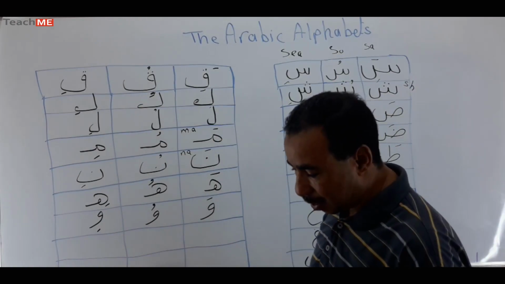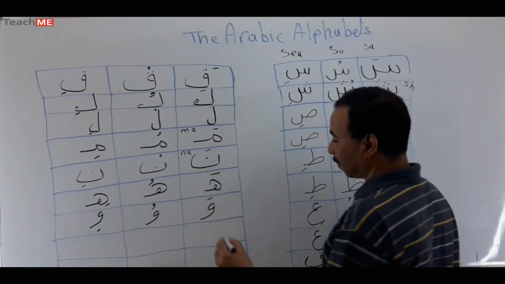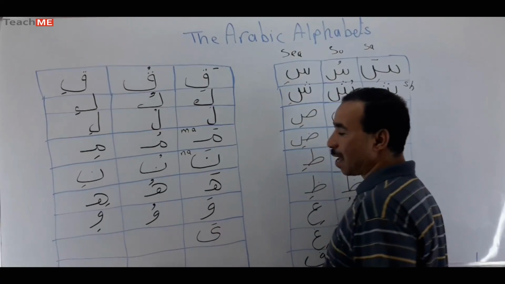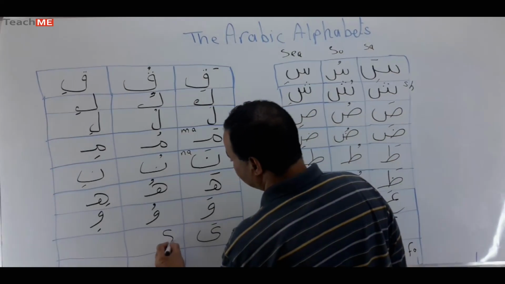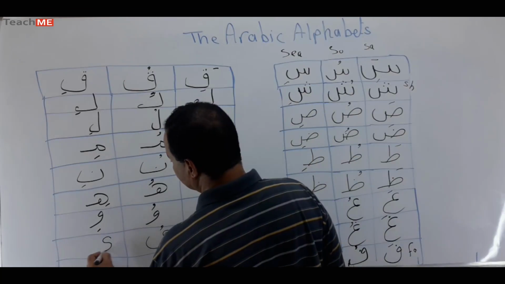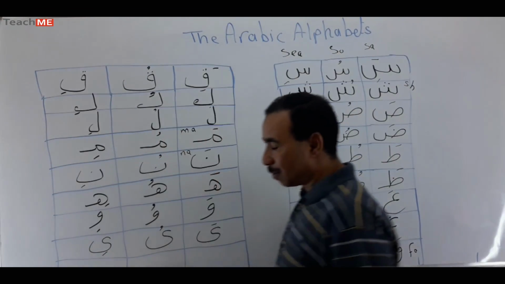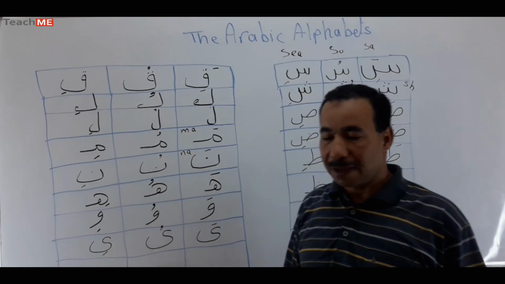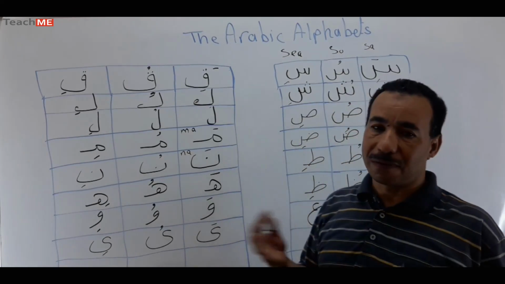The last letter is Ya, like this. Fatha, ya. Dhamma, yu. Kasra, yi. Ya, yu, yi. By this we come to the end of the letters.